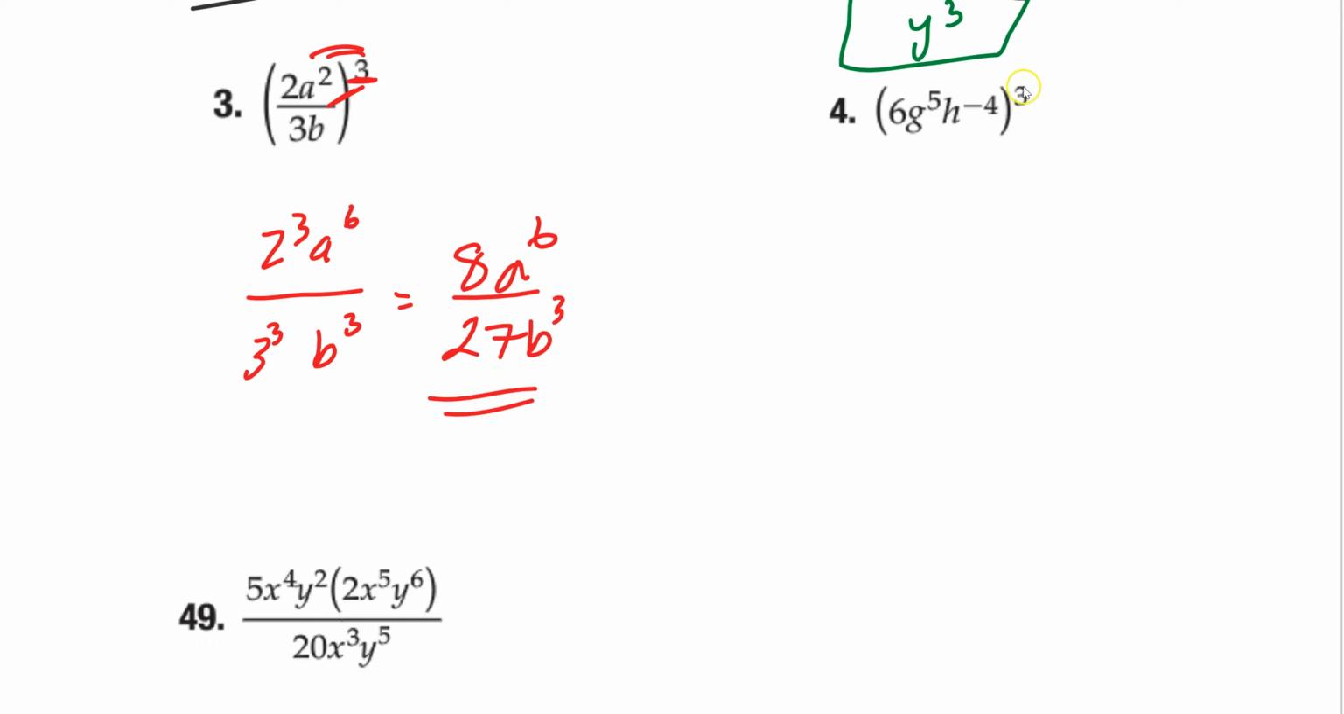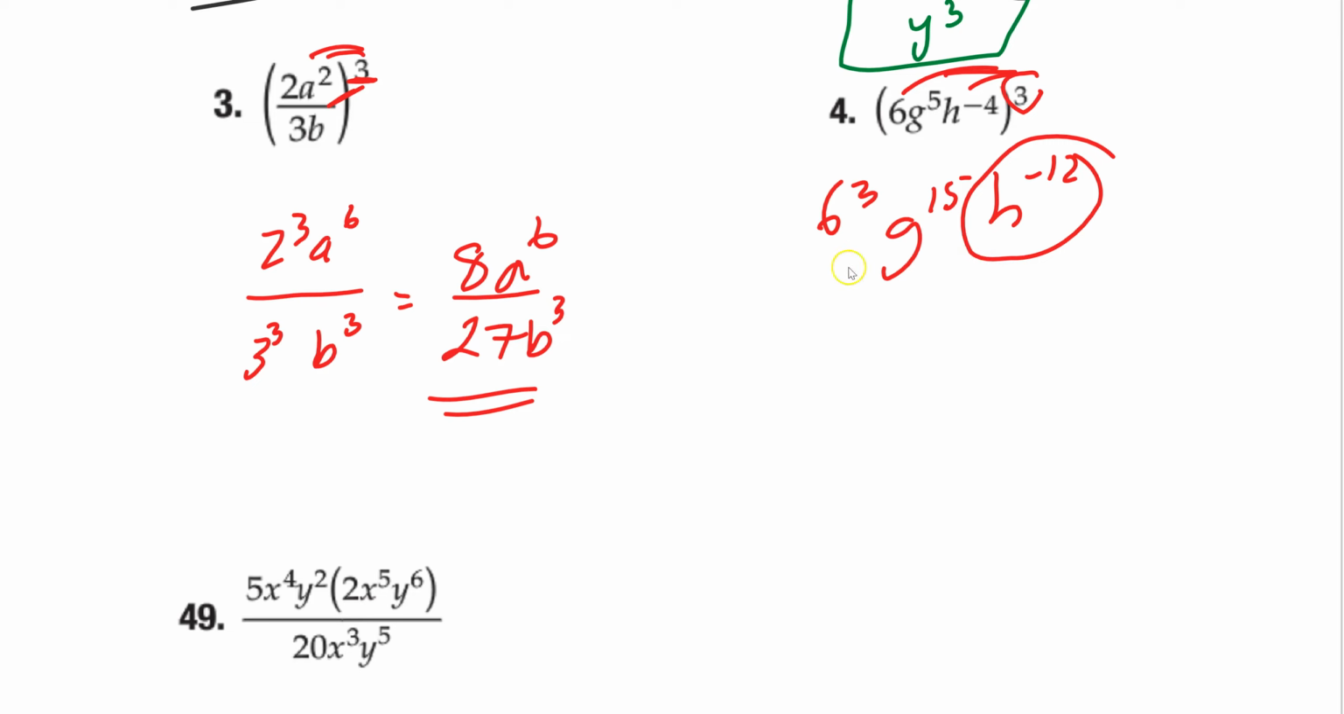Same for the next one, that 3, so distribute it to all of it. So I get 6 cubed g to the 15th power and h to the negative 12 power. A couple things I have to do here. I have to flip this to the bottom because it's negative, and I have to simplify that. So that's 216 g to the 15th all over h^12.